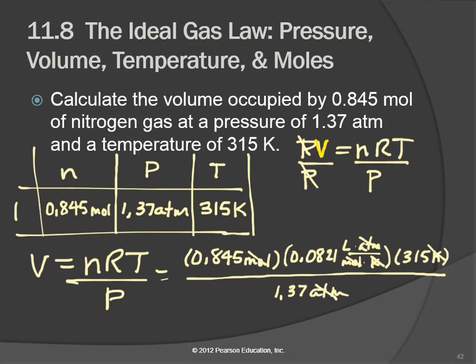So now we can calculate 0.845 times 0.0821 times 315 divided by 1.37 equals, volume equals, let's see, we've got 3 sig figs going on here. It's going to round to 16.0 liters. Calculator says 15.951071117. Any questions?